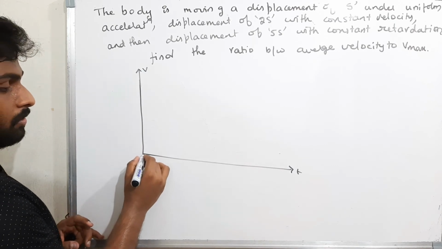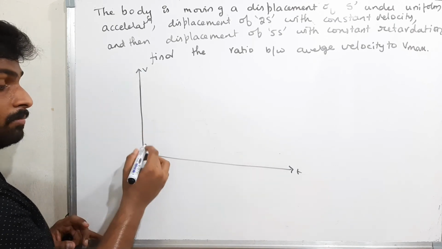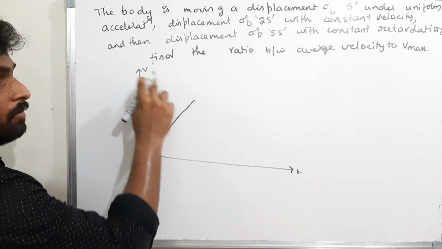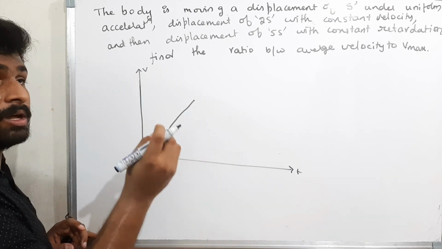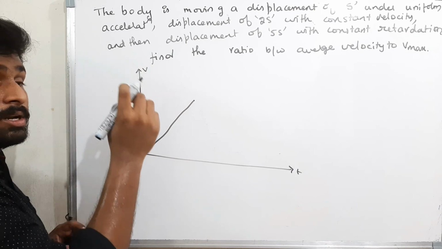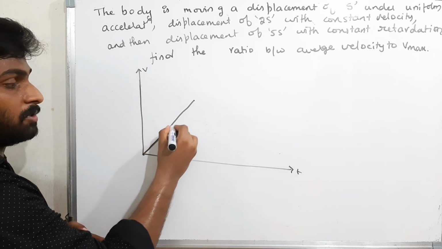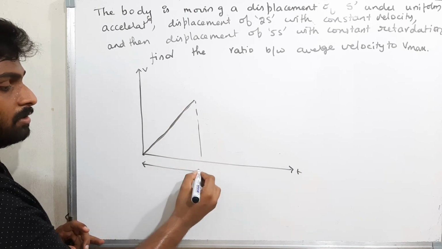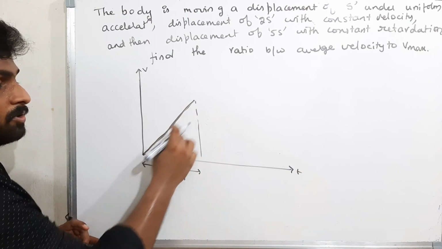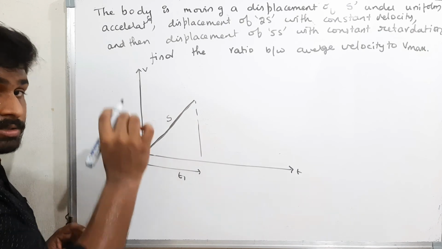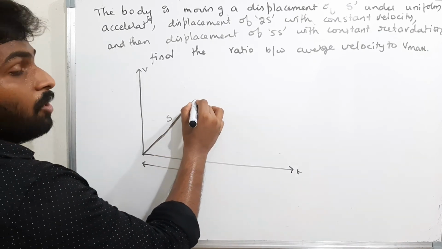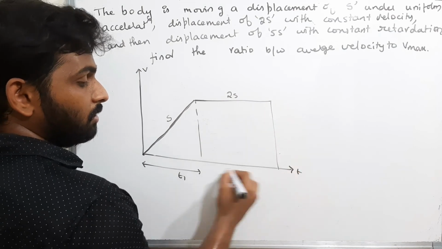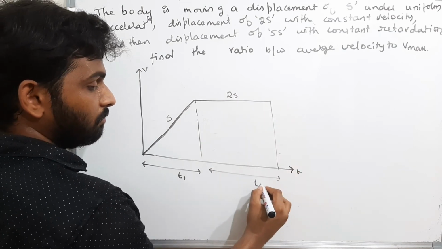For some time, the body is moving with a uniform acceleration. That means the slope of the VT graph will give me the acceleration. The body is moving with a uniform acceleration, that means the slope must be a straight line, till time, assuming the time as t1. In this process, the body covers a distance of s. After that, the body moves a distance of 2s for time t2. I don't know what the time t2 is.